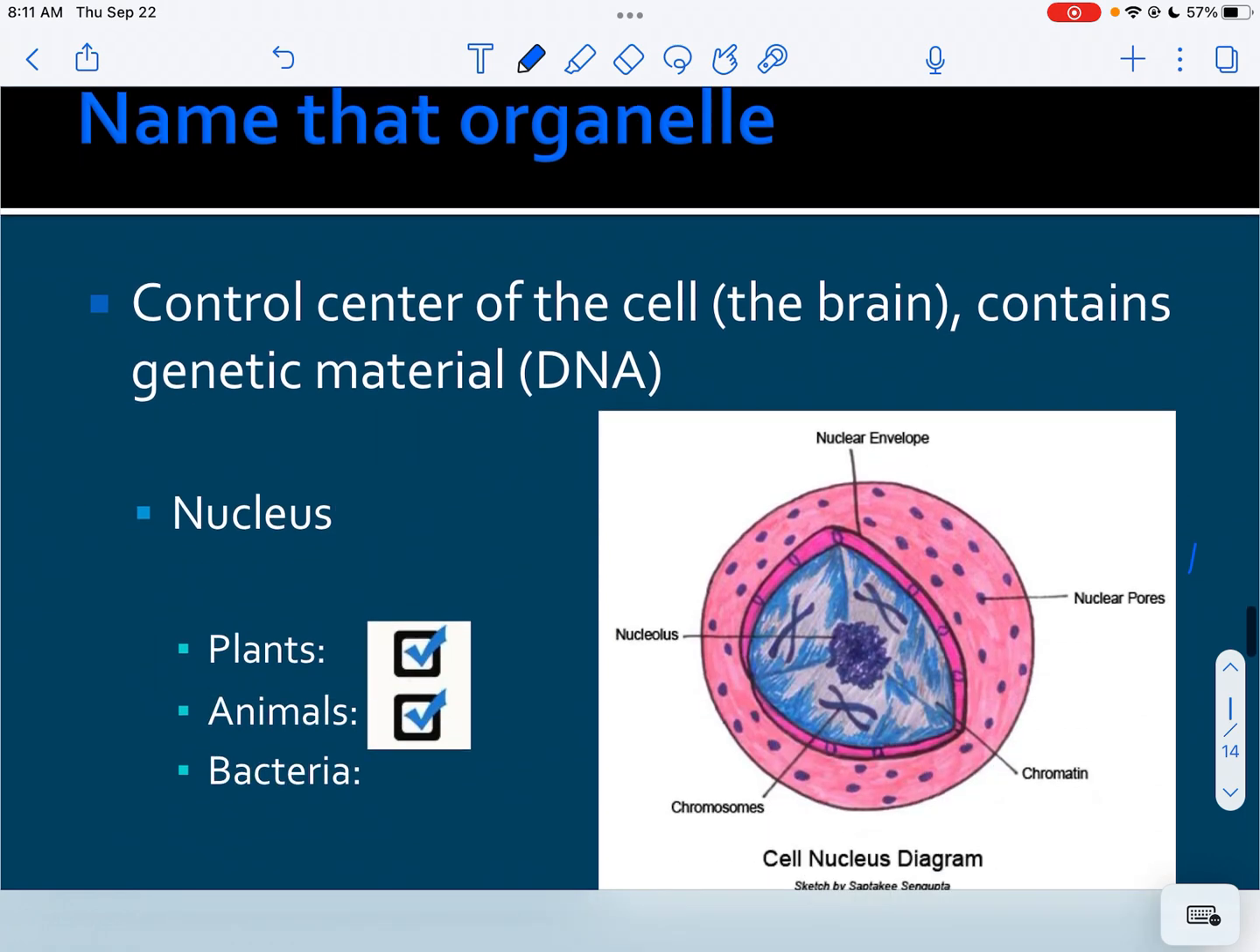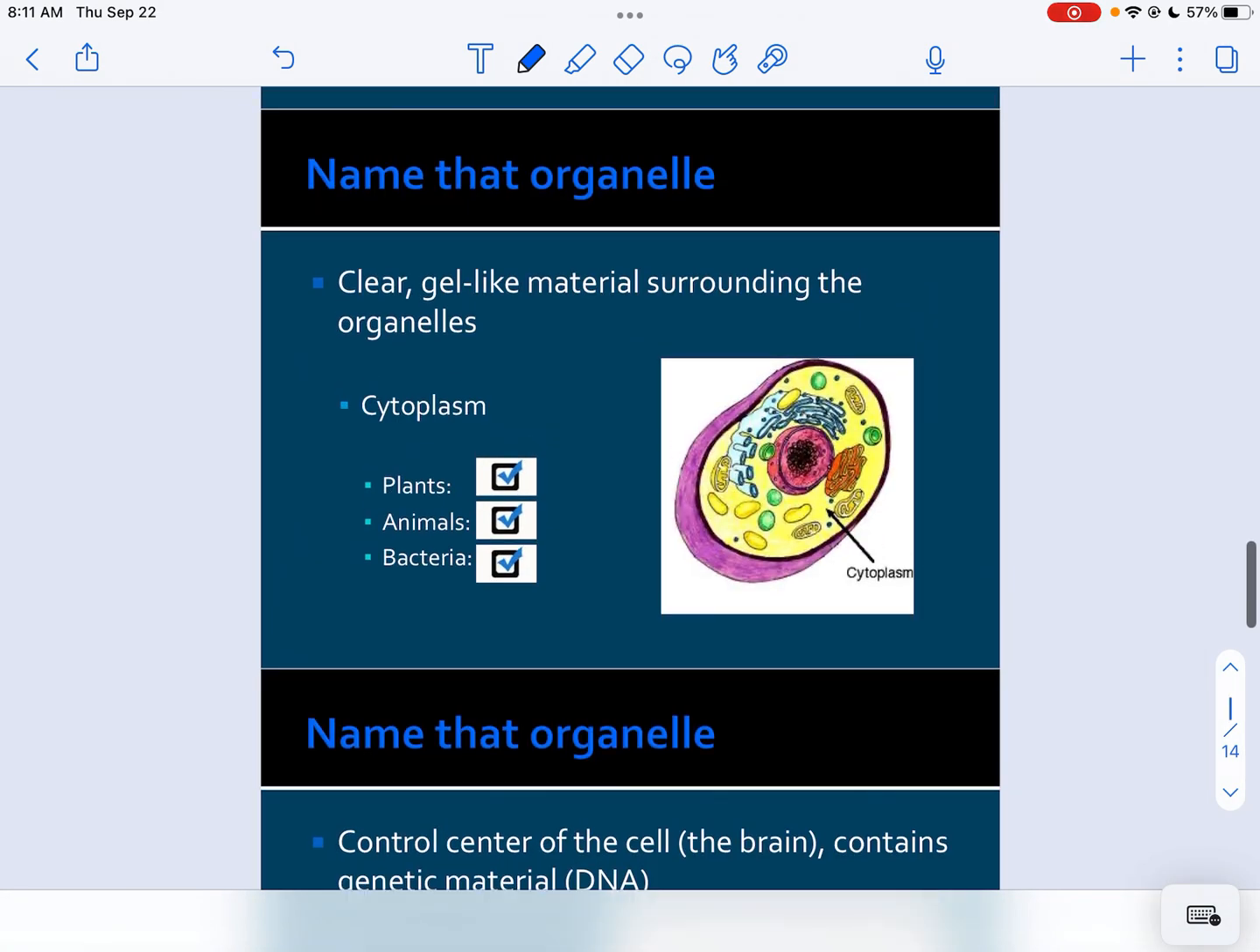All right, so the cytoplasm is the clear, jelly-like material that is the inside of our cell. The cytoplasm is going to be everything on the inside minus the nucleus. Okay, so inside that plasma membrane, everything that's in there, the jelly-like substance, all the suspended organelles, that is my cytoplasm. We find it in plants, animals, and bacteria.